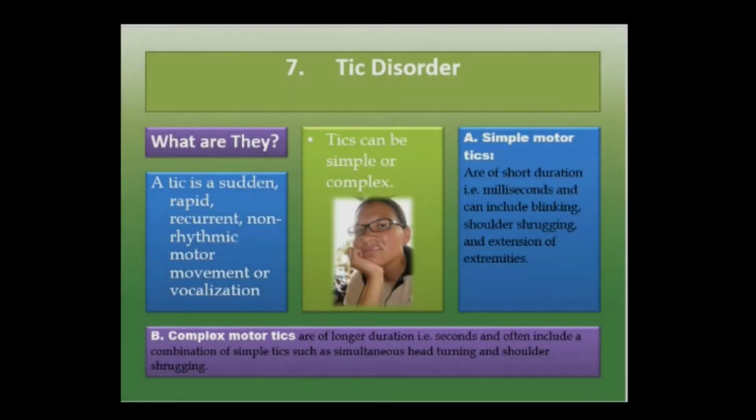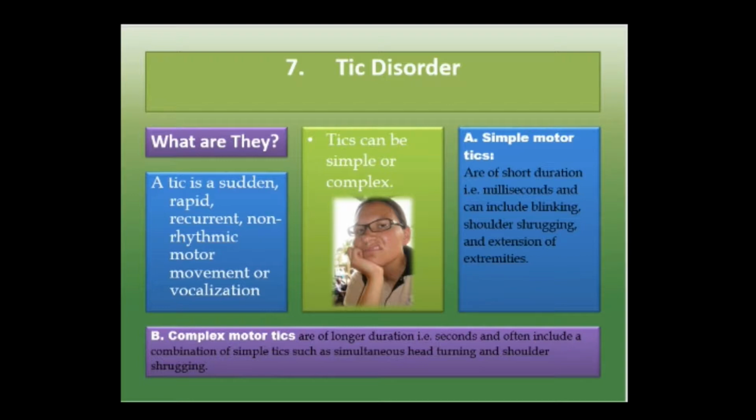The last disorder for this hour will be the tic disorder. What are tics? And what is a tic disorder? When we talk about a tic, we are referring to that sudden, rapid, recurring, non-rhythmic motor movement or vocalization that somebody engages in. So you can have motor tics and vocal tics.